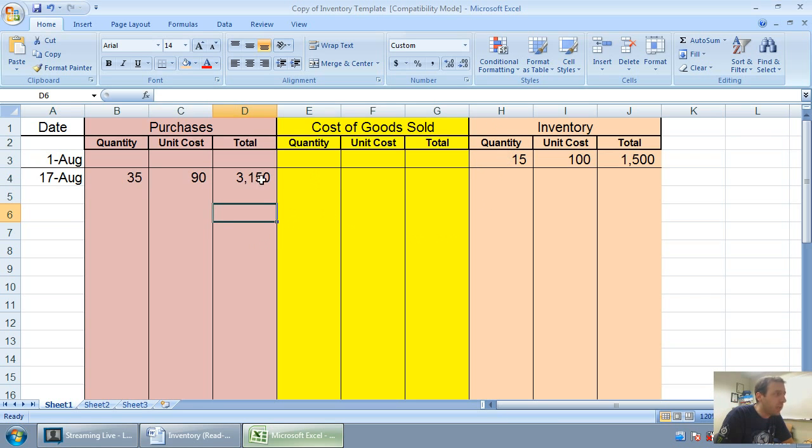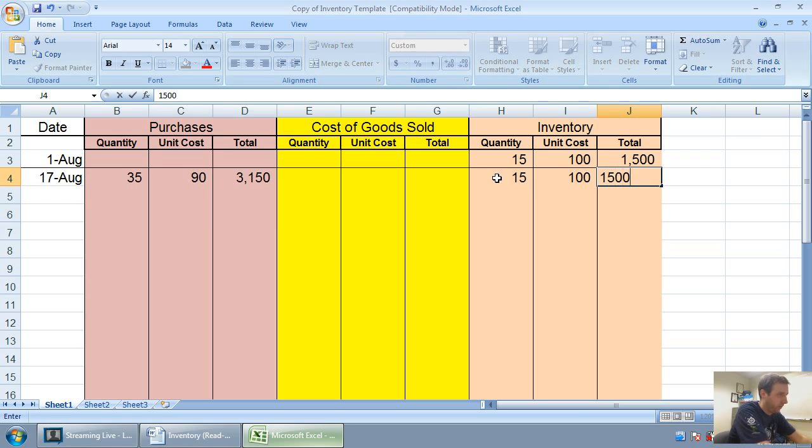So, on my previous date, on August 1st, I had 15 units, $100. I've got to ask myself the question now. I'm doing a running total. I had 15 at 100. Do I still have 15 at 100? The answer is yes. I didn't sell them, so I still have those units sitting around. 15 at 100 for 1,500. Now, I've just added to that 35 at 90 for 3,150.